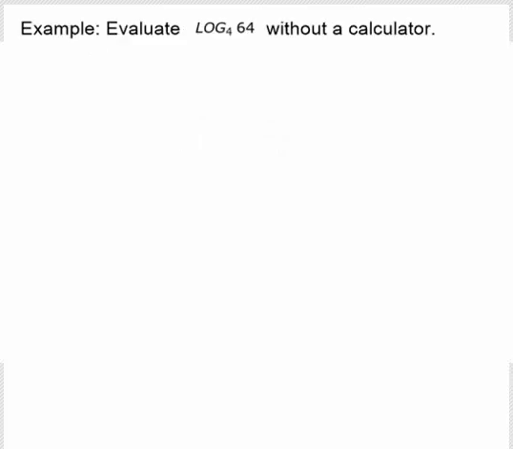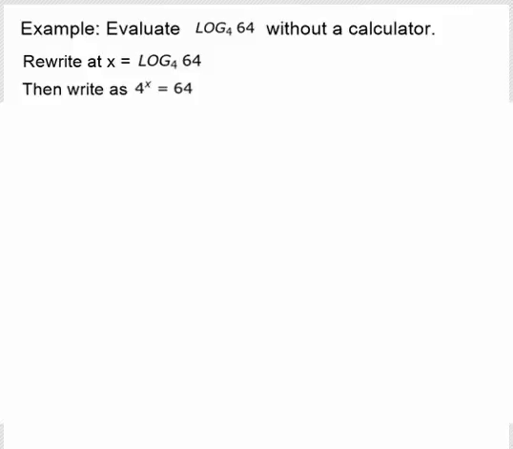In this first example, we're going to evaluate base 4 log of 64 without a calculator. The first thing you do here is let that log equal x. And then once you do that, you can rewrite this in exponential form. The exponential form is 4 to the x equals 64. Well, that's an easy one to figure out because 64 happens to be a power of 4. 4 cubed is 64, so that means x equals 3.